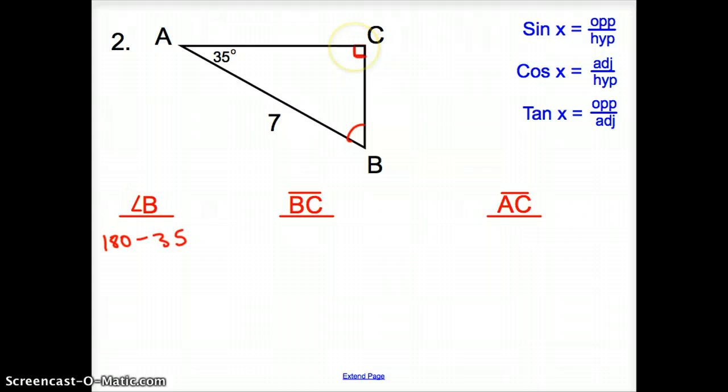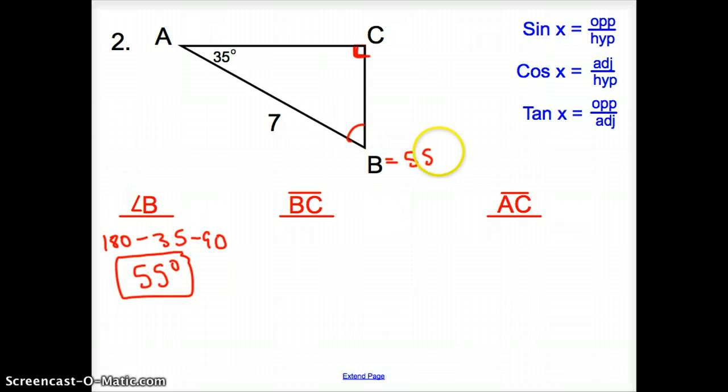What does this red square, or half a square, mean? That means that is 90 degrees. So I'm going to subtract 35 and 90, and angle B now is 55 degrees. So this angle B is 55 degrees.